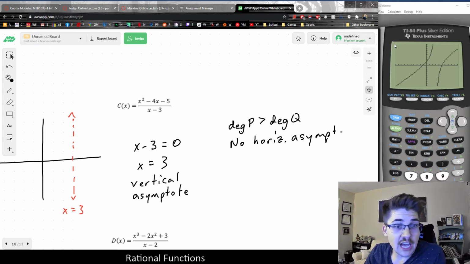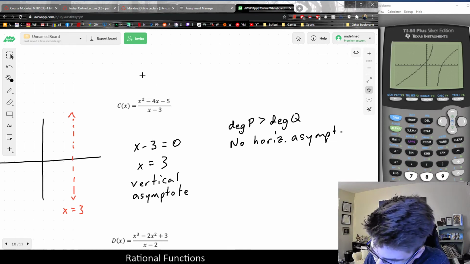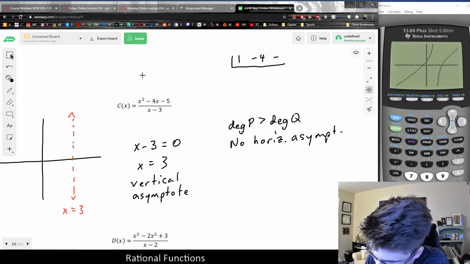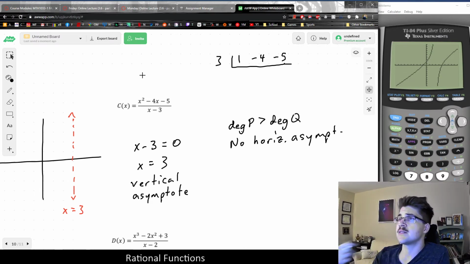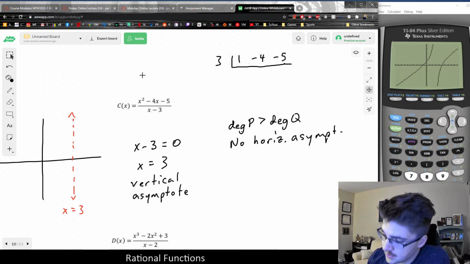And so the next question is, how do we find it? Basically, if you just divide it, and this is something that when we have a larger degree on top, we could always just divide these polynomials, and what we'll get is a quotient and a remainder. And basically the quotient is the slant asymptote. So let's go ahead and do that. Now we could divide these polynomials synthetically because our denominator is degree 1. So I could take x squared minus 4x minus 5 and divide by x minus 3.